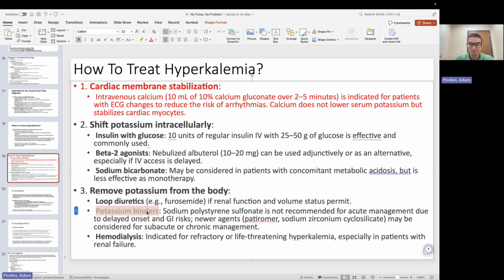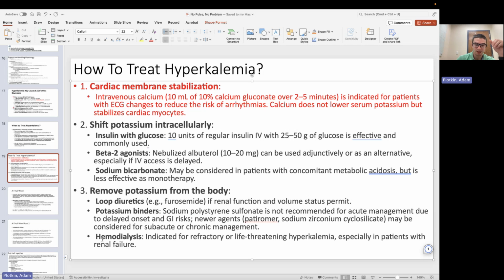We can give potassium binders. So there's the old one, sodium polystyrene sulfonate. It's not really recommended anymore for acute management because it takes a while to work and it can cause GI problems. There's newer agents like patiromer and sodium zirconium cyclosilicate. This one is called Lokelma. That's the one we use at my institution. These are much better. They're going to bind the potassium in the gut. They're potassium binders, and then we poop them out.